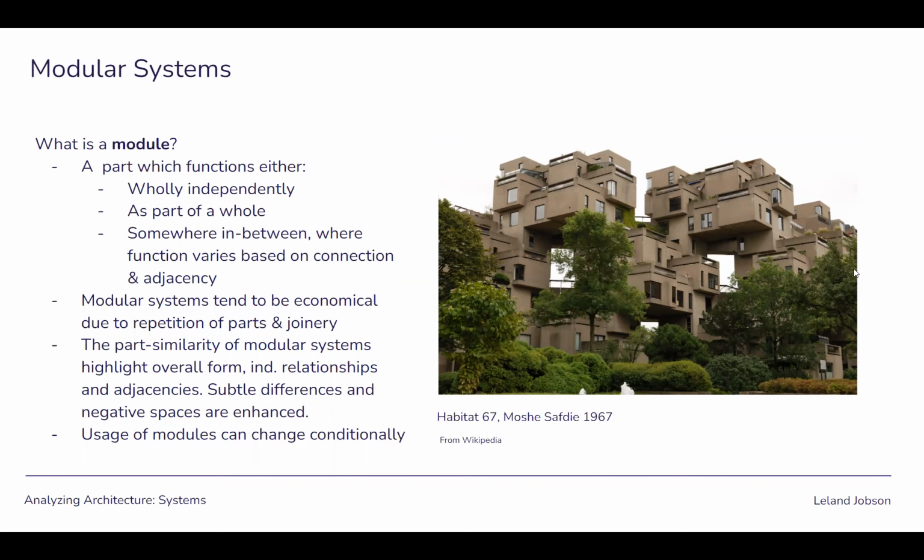Modular systems tend to be economical. That makes sense because you're just making the same part over and over again. And in terms of the reading of it as once it becomes an architecture, the part similarity highlights the kind of overall gesture and the relationships and adjacencies between those parts. Subtle differences, slippages, negative spaces are enhanced, and the usage of modules can change conditionally based on orientation, relative location on site, stuff like that. And that's really interesting. So you have the same part that's just somewhere else and maybe in some other orientation, and that performs a different task.